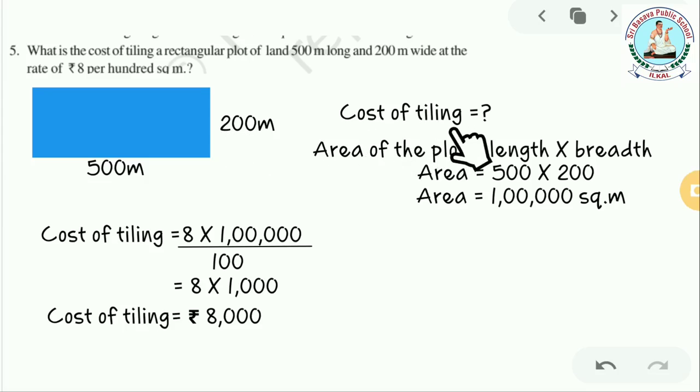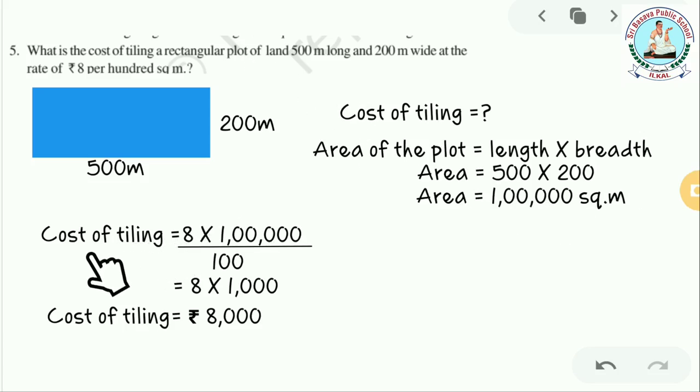Cost of tiling is nothing but arranging the tiles inside the area of this rectangular plot. So for this we need to find out the area of the plot. Area of the plot equals length into breadth. Length is 500 meter, breadth is 200 meter. When you multiply 500 and 200, your product will be how much? 1 lakh square meter. So this is the area of the rectangular plot.